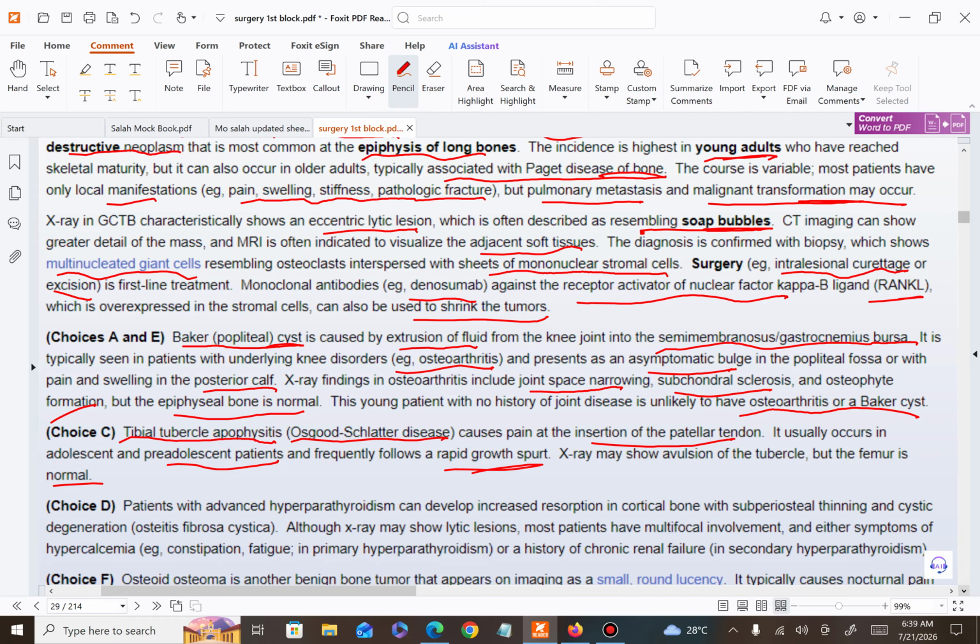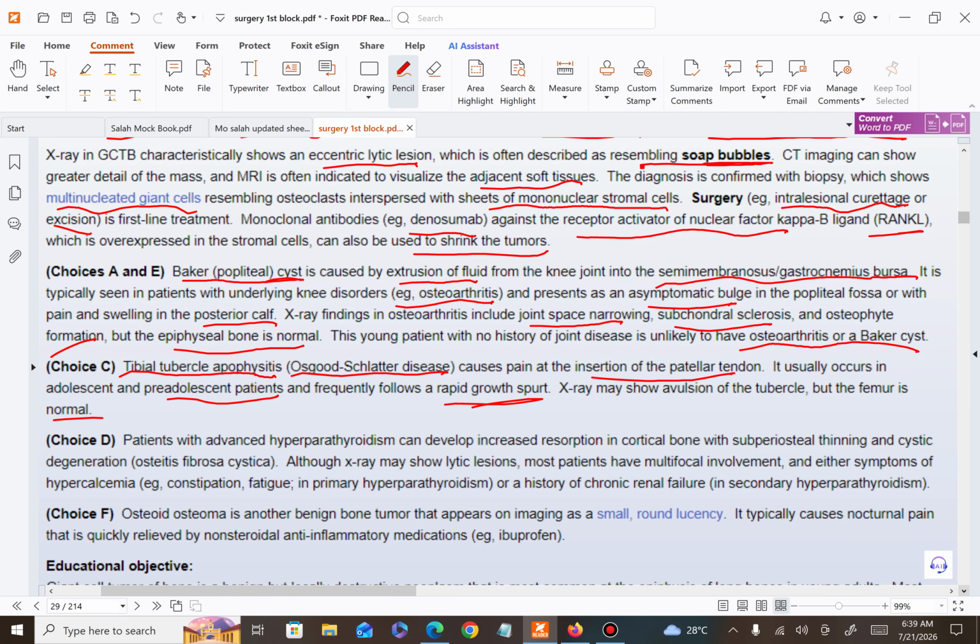Then the other option is osteitis fibrosa cystica. In patients with advanced hyperparathyroidism, this condition occurs. They can develop increased resorption in cortical bone with subperiosteal thinning and cystic degeneration, which is called osteitis fibrosa cystica. Although X-ray may show lytic lesions, most patients have multifocal involvement and either symptoms of hypercalcemia like constipation and fatigue in primary hyperparathyroidism, or a history of chronic renal failure in secondary hyperparathyroidism.